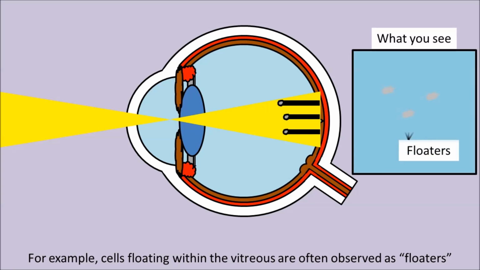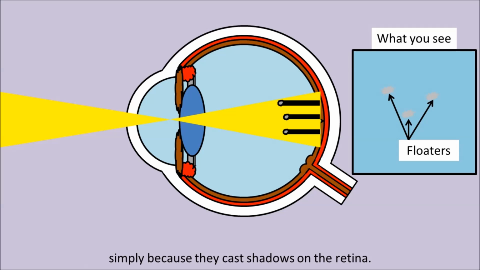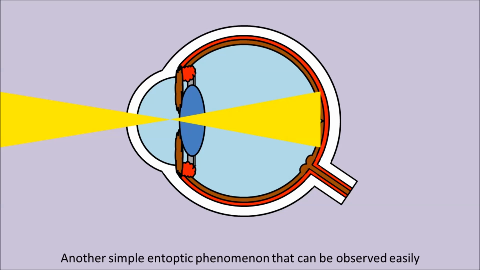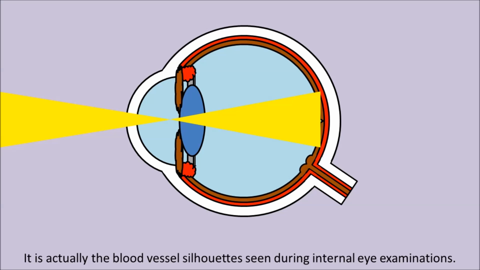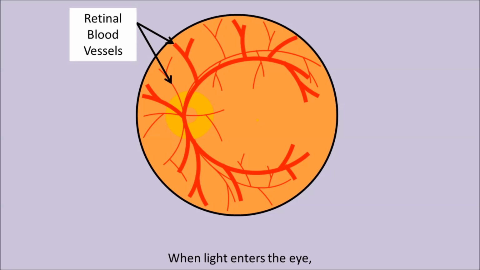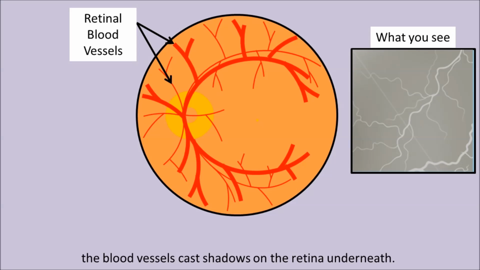For example, cells floating within the vitreous are often observed as floaters, simply because they cast shadows on the retina. Another simple entoptic phenomenon that can be observed easily is called the Purkinje. It is actually the blood vessel silhouette seen during internal eye examinations. When light enters the eye, the blood vessels cast shadows on the retina underneath.